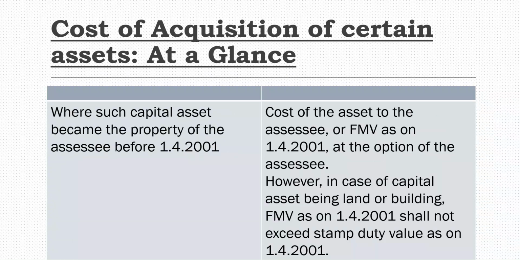Where such capital asset became the property of the assessee before 1st April 2001, the cost of the asset to the assessee or the fair market value as of 1st April 2001, at the option of the assessee. However, in case of a capital asset being land or building, the FMV as of 1st April 2001 shall not exceed the stamp duty value. So why are there two cases here? One is where it comes from inheritance, another is where you bought your property before 1st of April. In both cases the law is the same. The cost of the asset to the assessee will be the fair market value, and it should not exceed the stamp value.